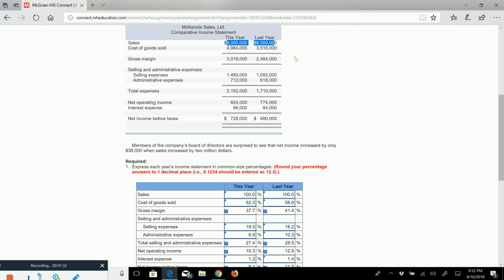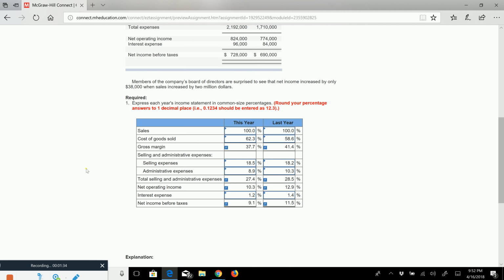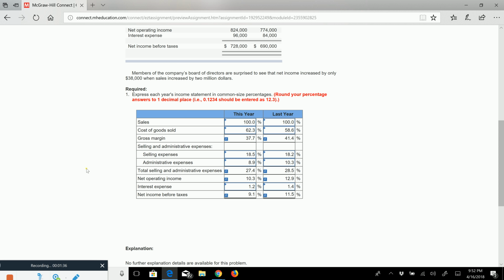So although they are happy that net income is growing, it's not growing at the pace that they would expect it. And so what companies tend to do is they prepare what's known as common size income statements. And basically what a common size income statement is, you make sales, the top line of your income statement, you show it in percentage terms. So the top line sales is 100%. And then everything else on the income statement is going to be a percentage of sales.